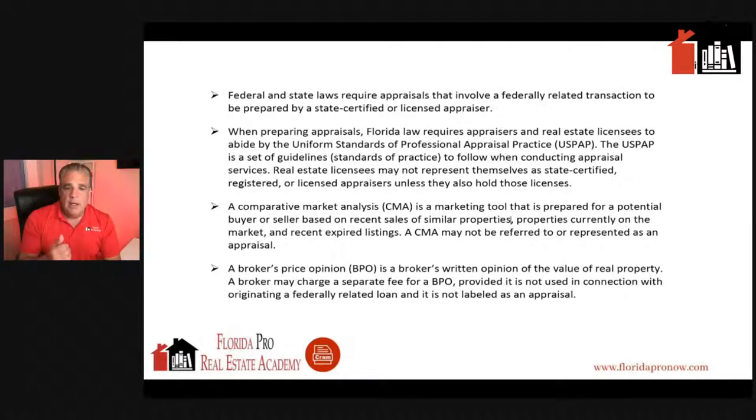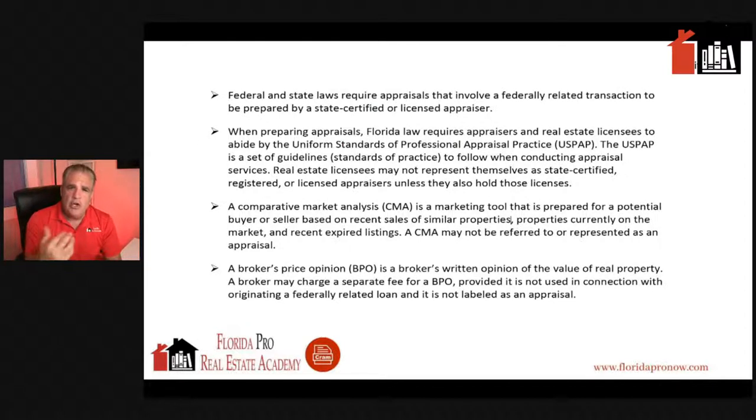Okay. A BPO can be done by a sales associate. It can be done by a sales associate, licensee, real estate licensee. You do not have to be a broker to do a BPO. However, there's going to be oversight from the broker, possibly a signature at the bottom. So if anybody asks you, can a sales associate or a broker associate do a BPO? The answer is going to be yes, with oversight of the broker of that real estate company. Okay? Just want to make sure you understand that.